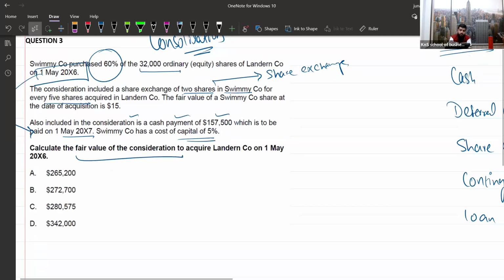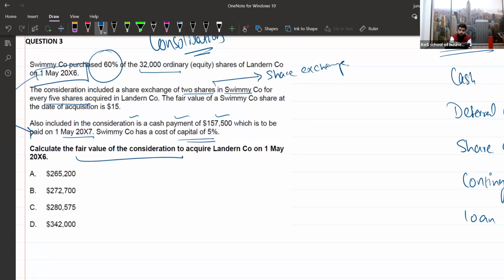Here it says that the parent company issues shares to buy the ordinary shares of a subsidiary company, which means there is a share exchange, as well as the cash payment will be made on 1st May, which means after a particular accounting period, and the discount rate or the interest rate is given, which shows that is the deferred consideration. The amount will be paid in the next year.